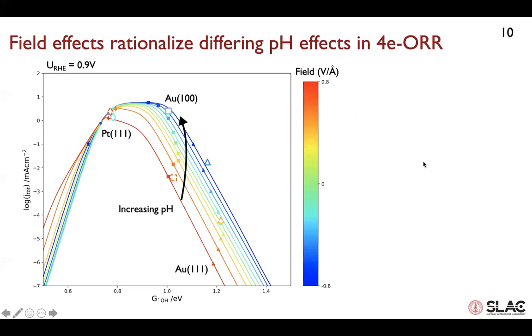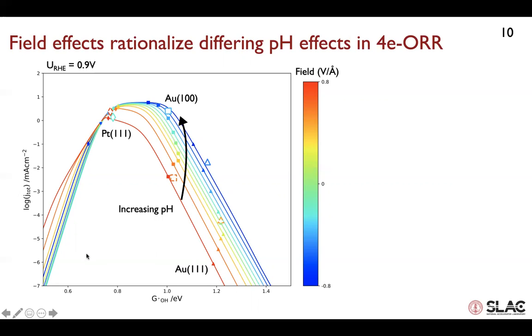First, we're going to look at an activity volcano for the 4-electron oxygen reduction reaction at 0.9 volts versus RHE. So what I've done here is plot what the kinetic model predicts for an activity volcano at a bunch of different fields, all at 0.9 volts versus RHE. And I've placed gold 111, gold 100, and platinum 111 on it based on where their binding energies are.